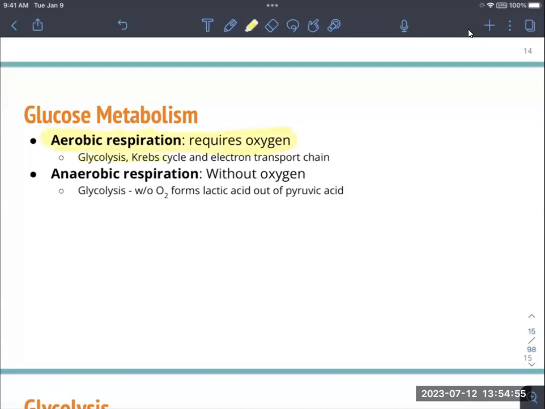Glycolysis, we can throw oxygen into. The Krebs cycle and the electron transport chain need oxygen. Anaerobic, like weightlifting, is without oxygen. We have glycolysis without oxygen, which forms lactic acid.